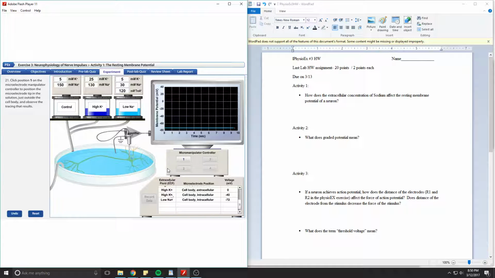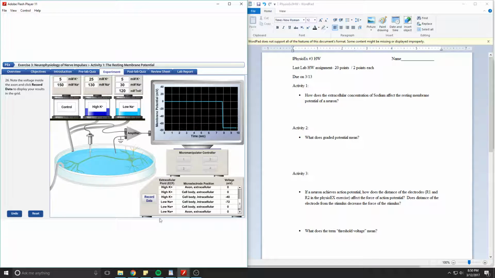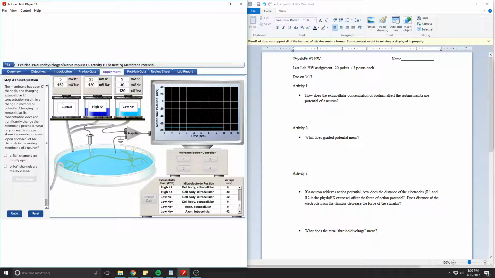We're going to go to position 1, which is just outside. It's going to be 0 again. I don't even know why they do this on both of them. 0 again, because it's not touching the membrane. And then this is along the axon. This is going to be negative 72.